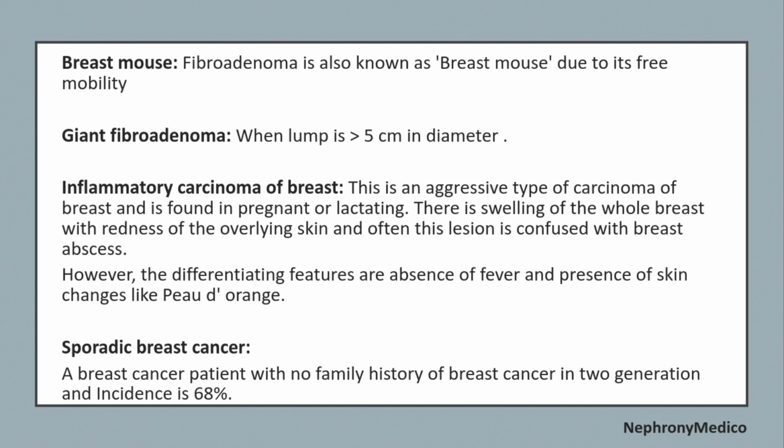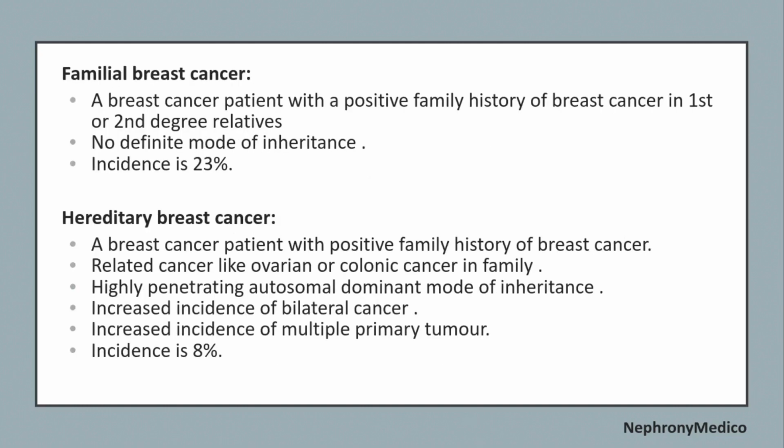Sporadic breast cancer. A breast cancer patient with no family history of breast cancer in 2 generations, and the incidence is about 68%. Familial breast cancer. A breast cancer patient with a positive family history of breast cancer in first or second degree relatives, no definite mode of inheritance, and the incidence is 23%. Hereditary breast cancer. A breast cancer patient with a positive family history of breast cancer and related cancer like ovarian or colonic cancer in the family, highly penetrating autosomal dominant mode of inheritance, increased incidence of bilateral cancer, increased incidence of multiple primary tumors, and incidence is 8%.